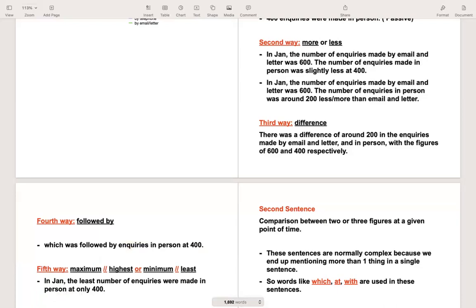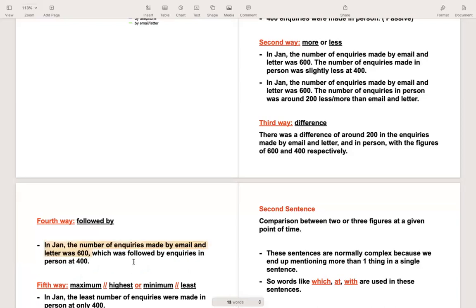Followed by, not at. Followed by the highest figure and lowest. No, followed by, and the second thing? The figure, 400. So I get to know two things about inquiries in person. What are the two things I come to know? Tell me. What are the two things I know about inquiries in person in this sentence? There are two things I know.